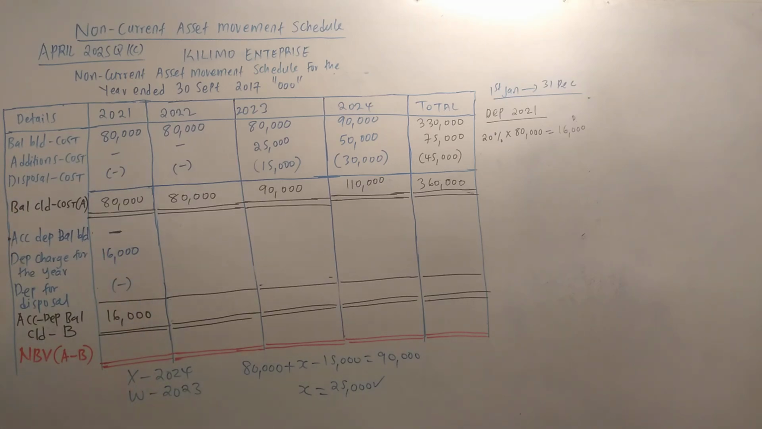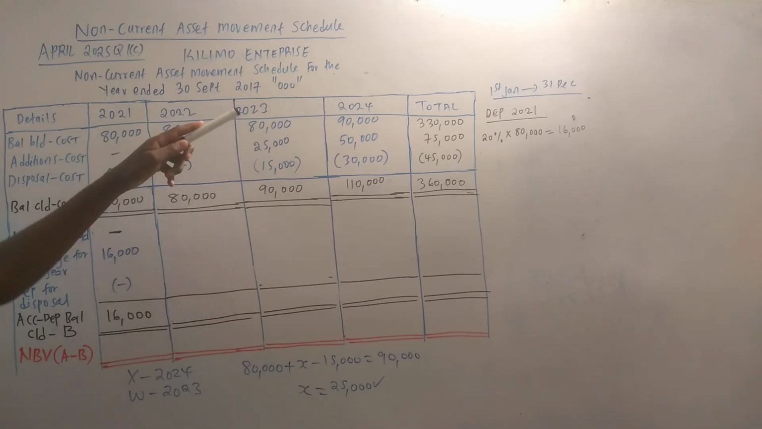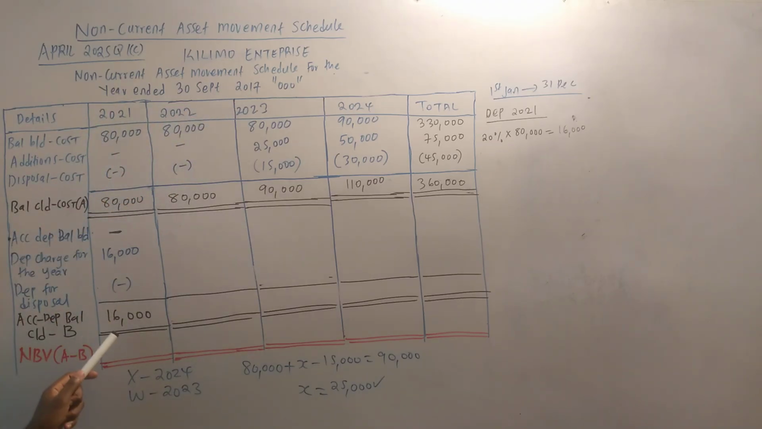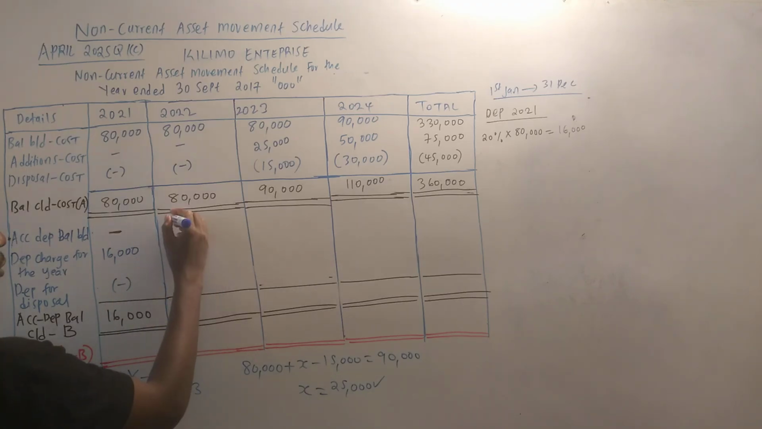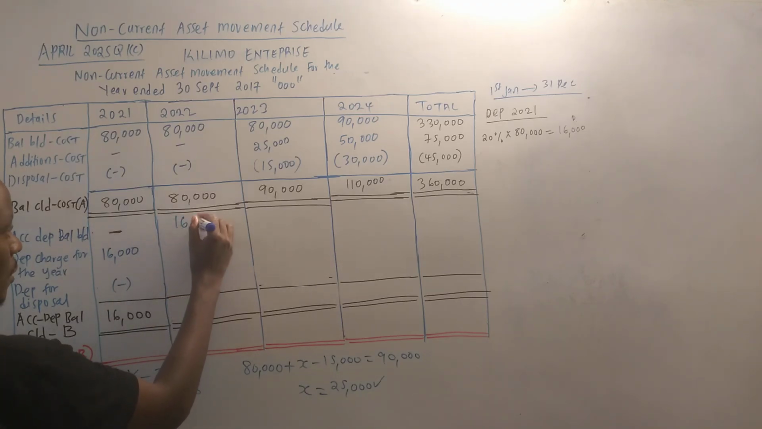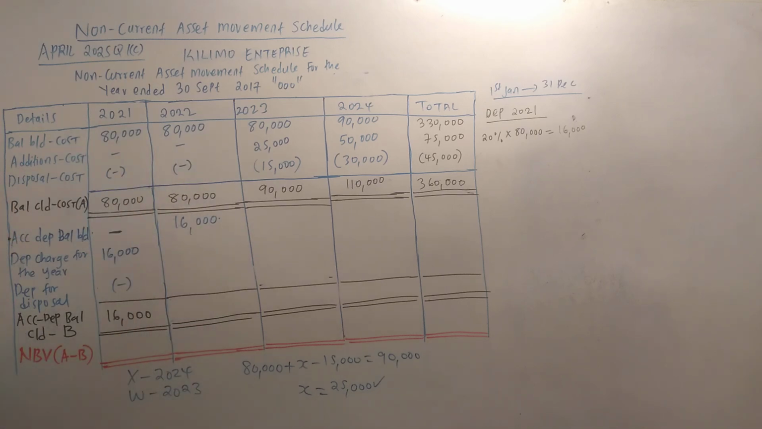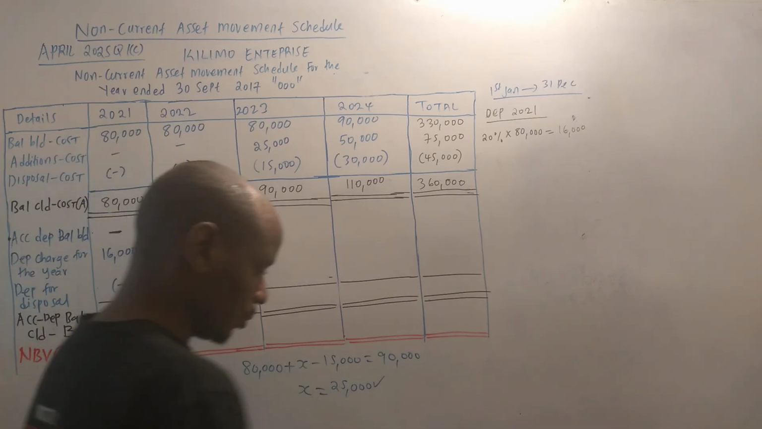Now this accumulated depreciation balance carried down will be the one at the beginning. So what ends in 2021? That one is the difference from when we use the value of PPE. For this one, the balance at the end becomes the balance at the beginning. So the accumulated depreciation balance carried down will be the balance at the beginning in the next period, which is 16,000. Then go to depreciation for 2022.